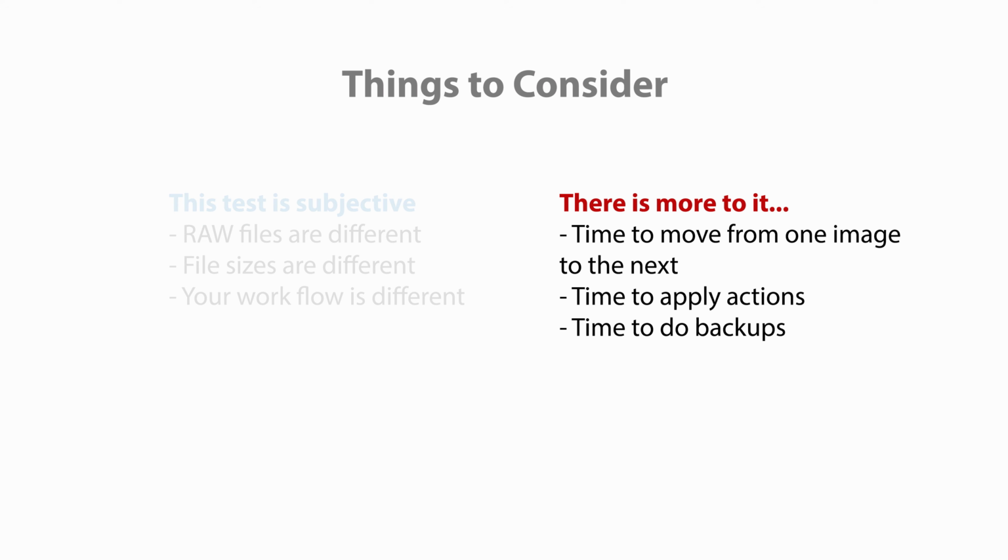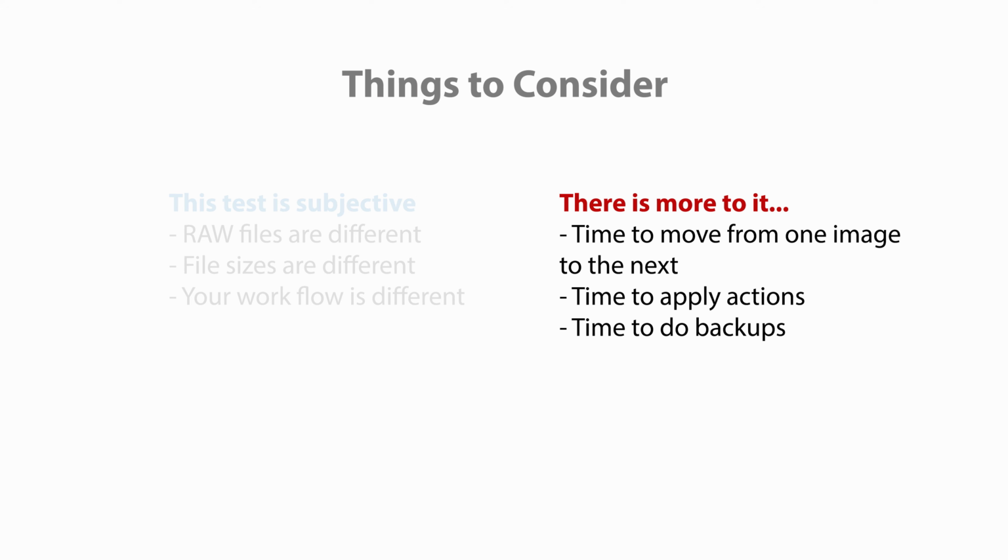Now, the other thing to think about that I didn't test for is the time it takes just to move from one image to another, to go between one screen or one dialog box to another. I don't know if it's fast or not. Both seem relatively quick, but I can only assume that it's a little bit faster with the Mac Mini, but it probably doesn't make a big difference. Now, there's also applying various actions that you would want to do, especially if you're doing it to a whole bunch of images at once.